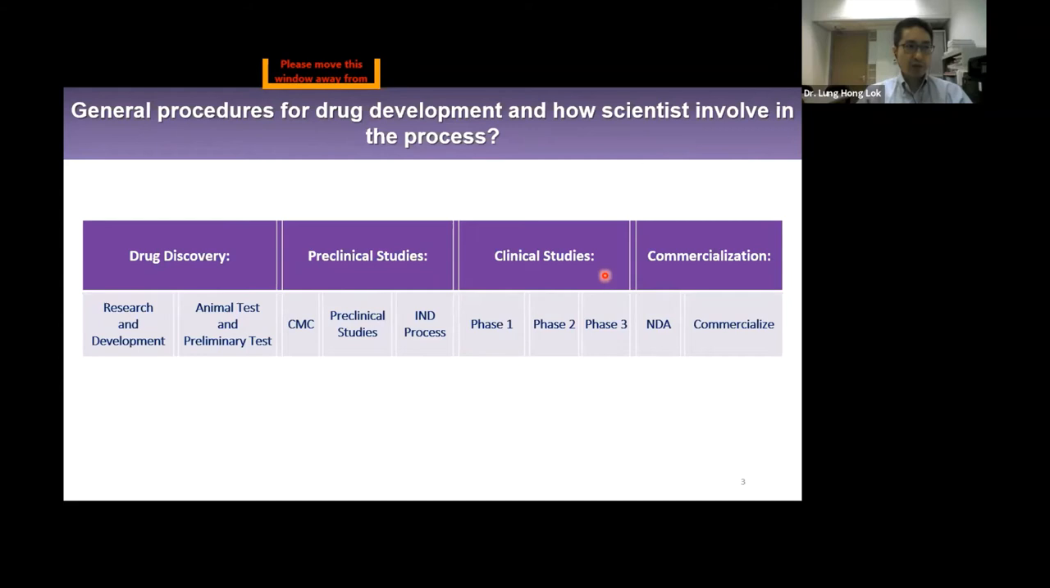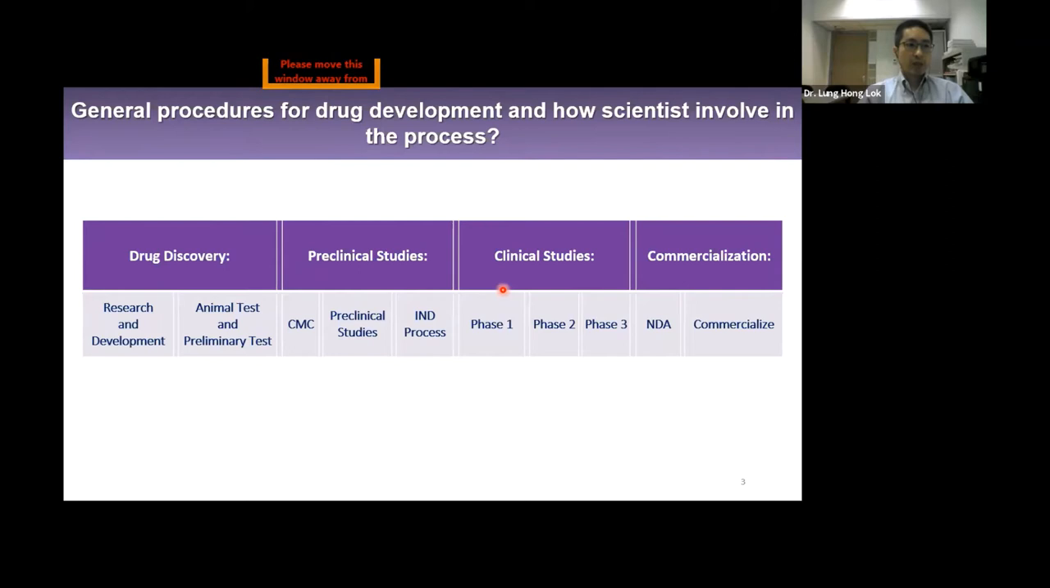And for clinical studies, right, there are many involved clinicians, right? So they are medical doctors, right? Only the clinicians are authorized, right, to give drugs to patients, right? So this part is mainly conducted in hospitals or clinical research centers. And the phase one trial mainly involves a small group of volunteers, right, of healthy people, usually less than 20 people participate in the phase one trial.